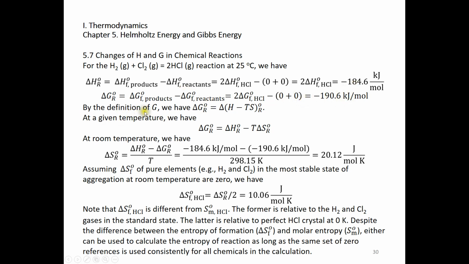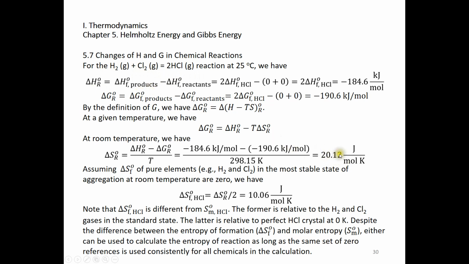By the definition of G, we have this Gibbs energy of reaction is the H minus Ts of the reaction. So we have this equation at given temperature, 25 degrees Celsius, and then we can compute the entropy of reaction over here. It's delta H minus delta G over T. We'll plug in the standard enthalpy of reaction and the standard Gibbs energy of reaction here and here, and then divide by temperature in Kelvin, we get 20 joule per mole K. This is the entropy change of the reaction in the standard state.